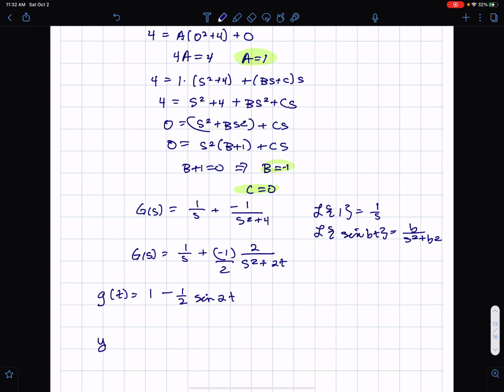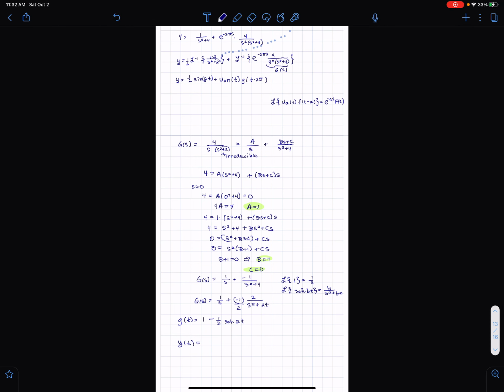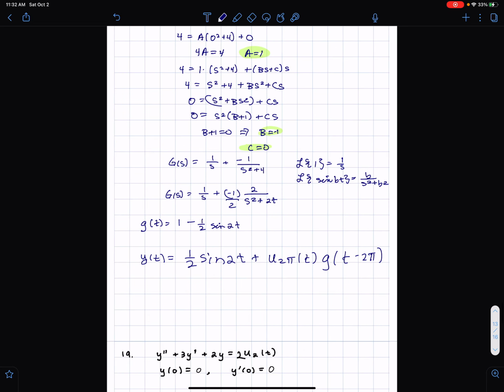Okay, now what did we say? Y of t is equal to, all the way up here, we said it's 1/2 sine 2t plus u sub 2 pi of t times g of t minus 2 pi. And so now let me go ahead and plug in what g of t is. So g of t is, what I do is I just plug that in there.